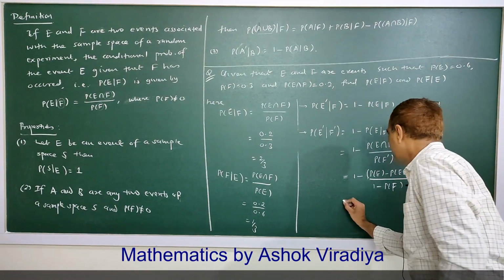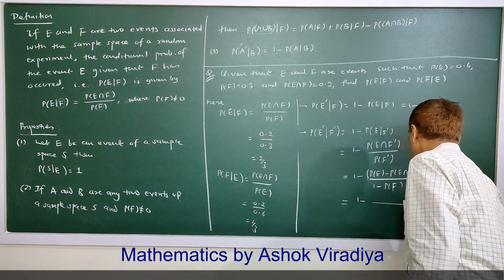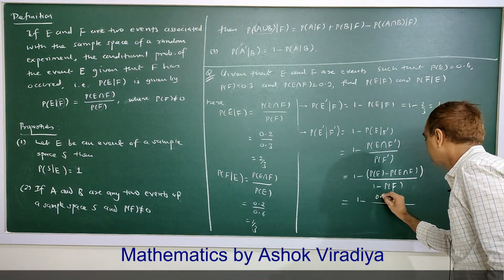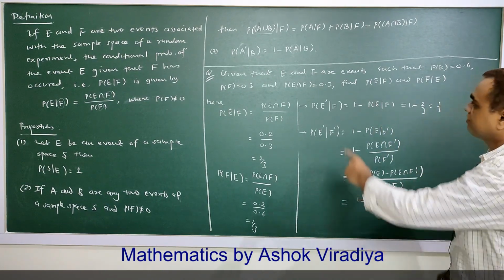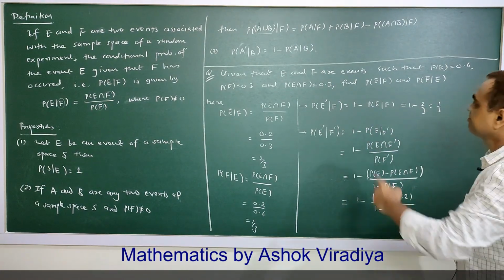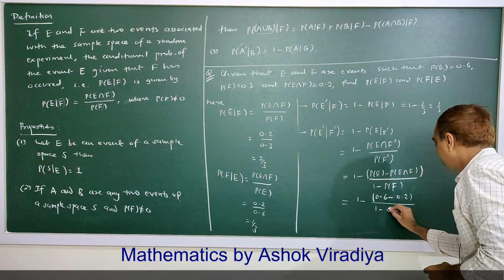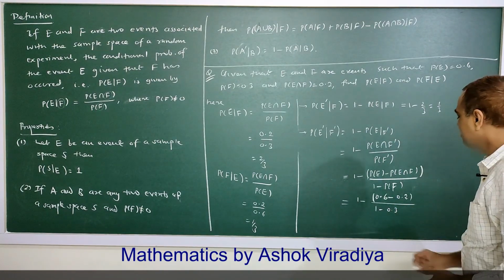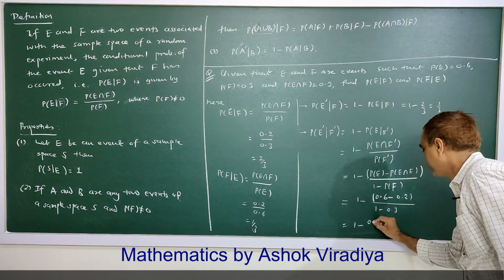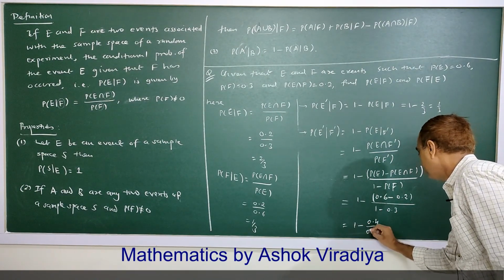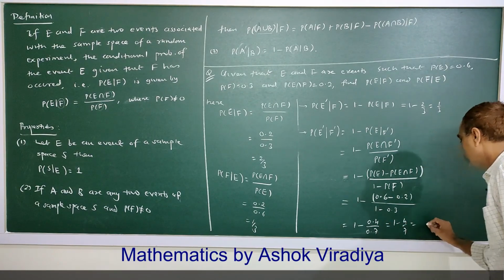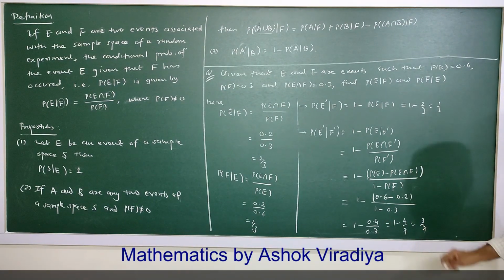So this is equal to 1 minus, now P of E is given 0.6 minus P of E intersection F is 0.2 upon 1 minus P of F is 0.3. So this is equal to 1 minus 0.6 minus 0.2 is 0.4 upon 0.7. So 1 minus 4 by 7. So this is 3 by 7.